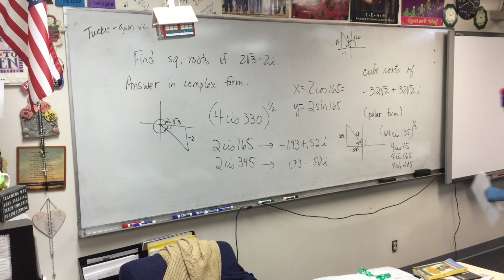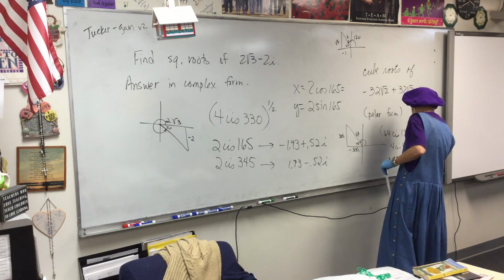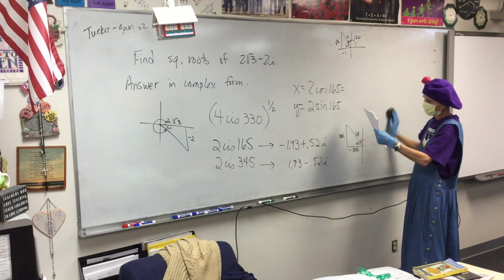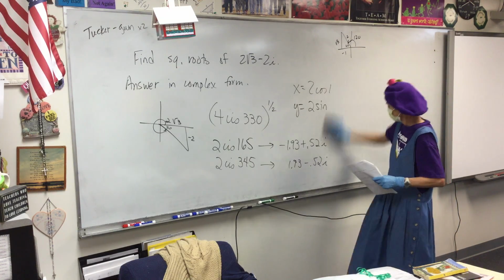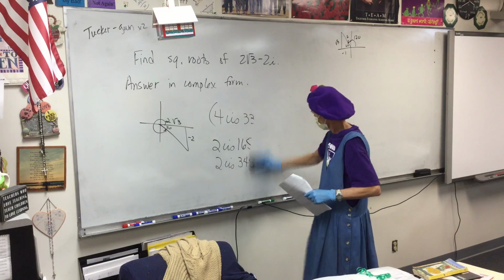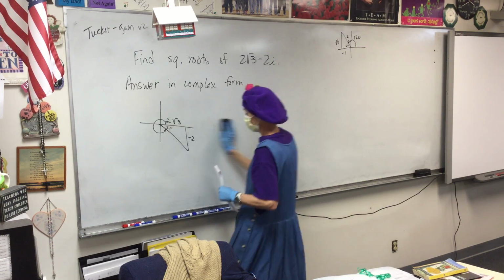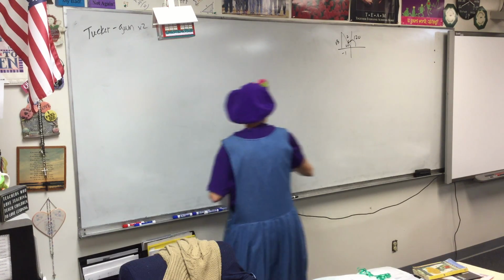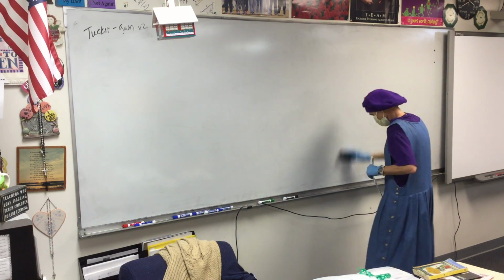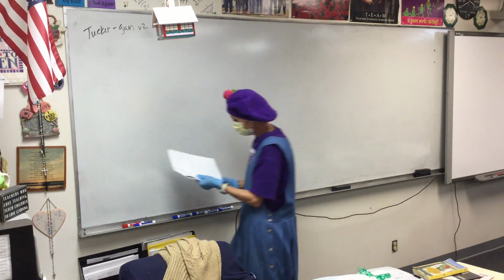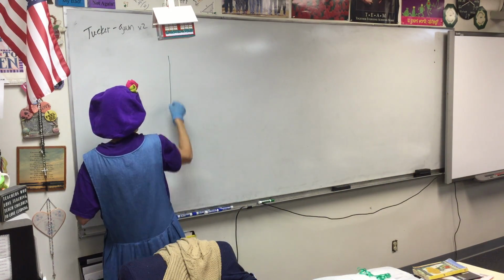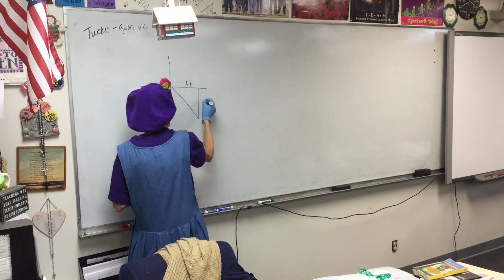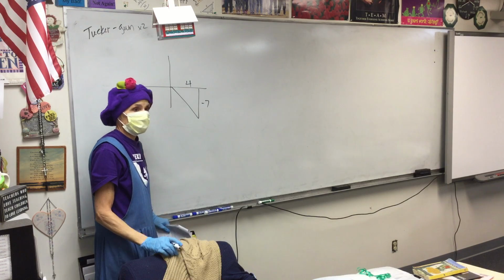So number 10 says find the magnitude and direction angle for 4, -7. All right, so who remembers how to do this? You were supposed to do this last night. How did you find the magnitude and direction angle for 4, -7?